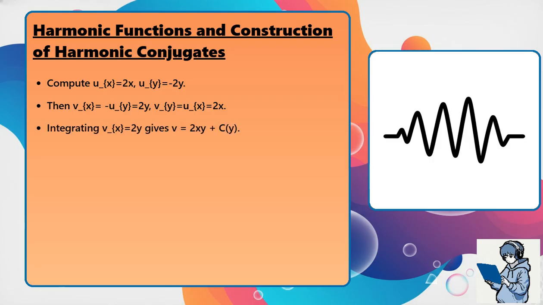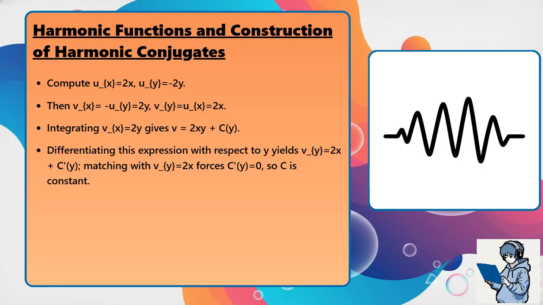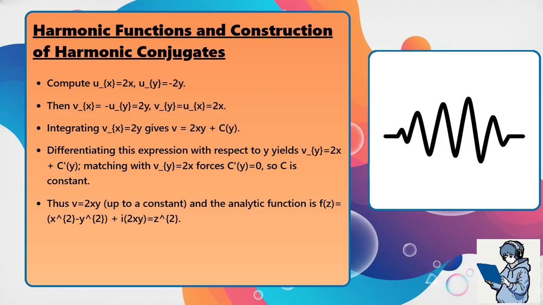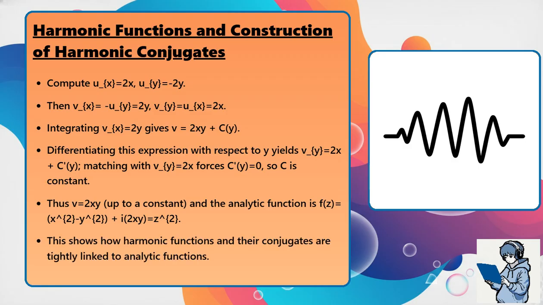Integrating v_x = 2y gives v = 2xy + c(y). Differentiating this expression with respect to y yields v_y = 2x + c'(y). Matching with v_y = 2x forces c'(y) = 0, so c is constant. Thus v = 2xy up to a constant, and the analytic function is f(z) = x^2 - y^2 + i·2xy = z^2. This shows how harmonic functions and their conjugates are tightly linked to analytic functions.